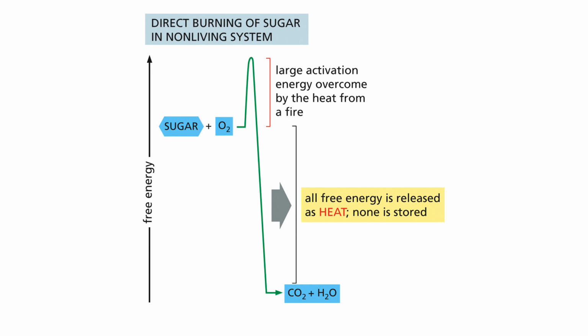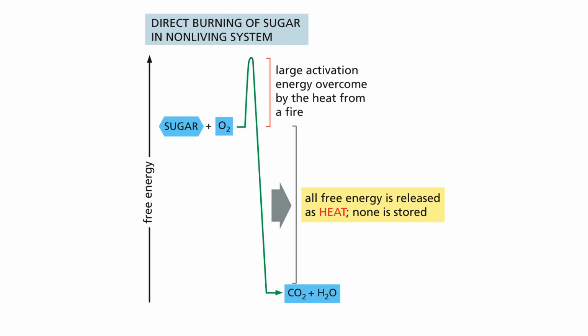So if you take sugar in the presence of oxygen and you increase the energy, say you light it, then all that energy is released in that flame. So it says all free energy is released as heat, none is stored. Of course, we generate CO2 and water as the combustion products.